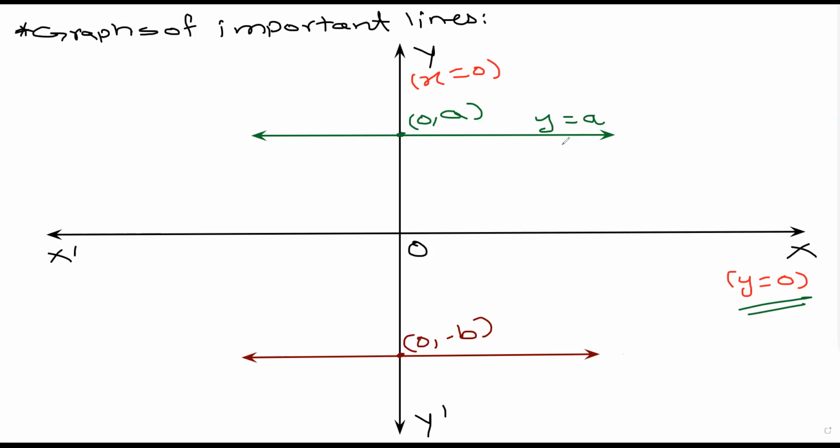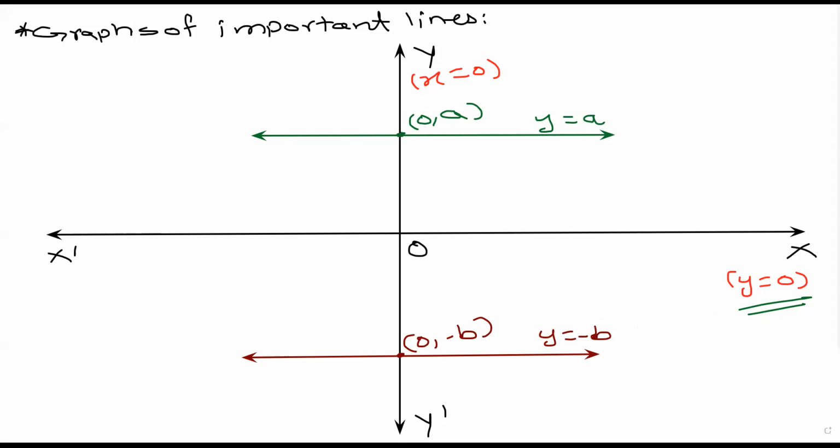Yes, sir. So now if this line is parallel to the x-axis and it passes through a point 0 comma minus b, that means its equation will be y is equal to minus b. Okay, for example, y is equal to -3, y is equal to -4, -5, -7, whatever. Y is equal to -3.5 also, whatever you want to say. Okay, so these are the two important lines.